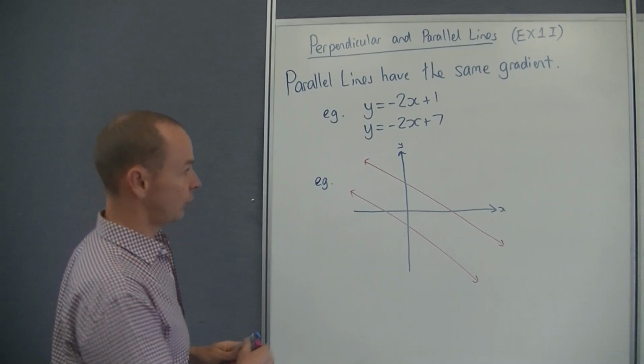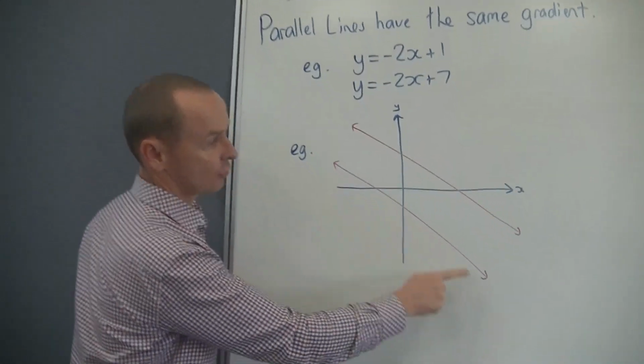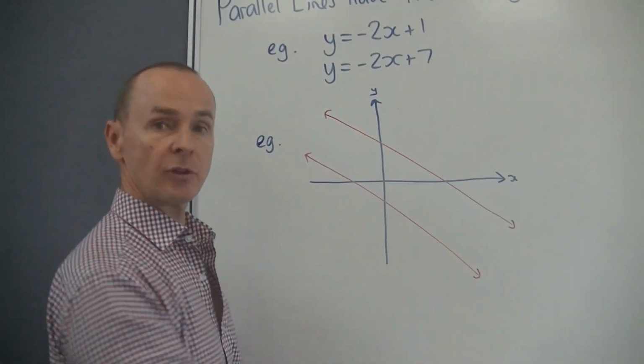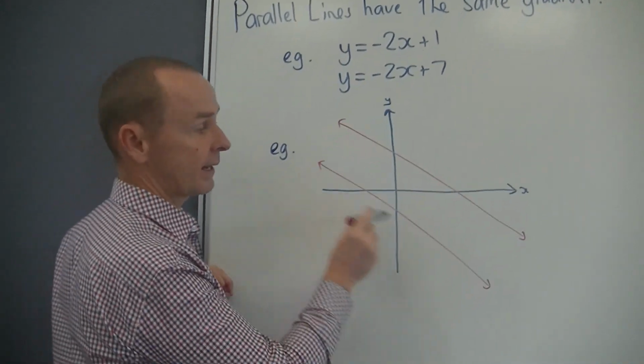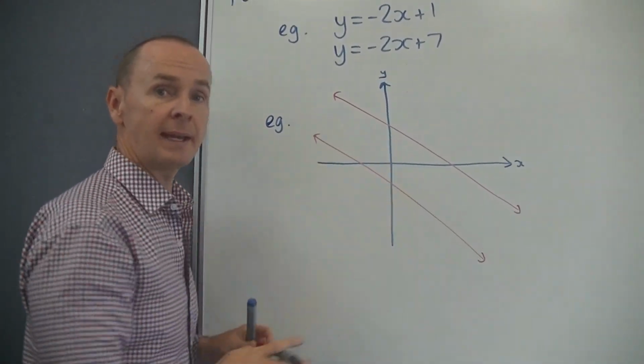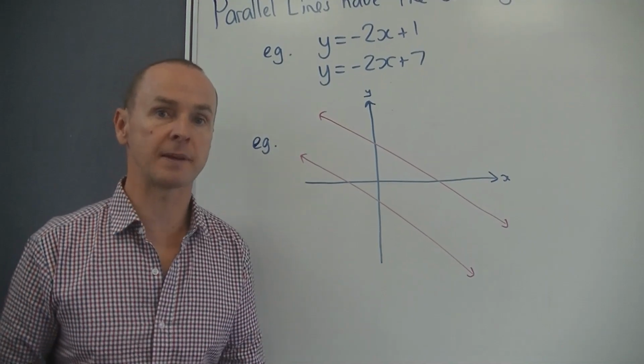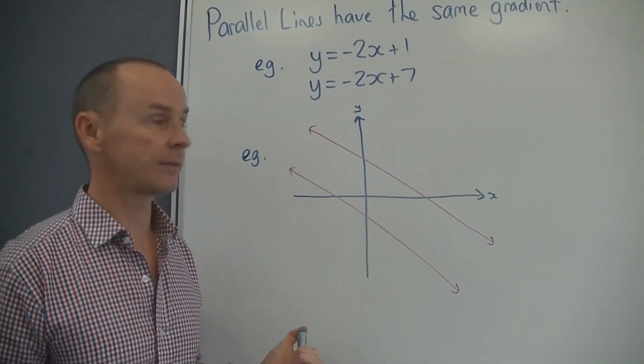For instance, if we look right down in this graph here, these two lines are running side by side like train tracks. They have the same gradient or the same slope. So any two lines that have the same slope or the same gradient are parallel lines.